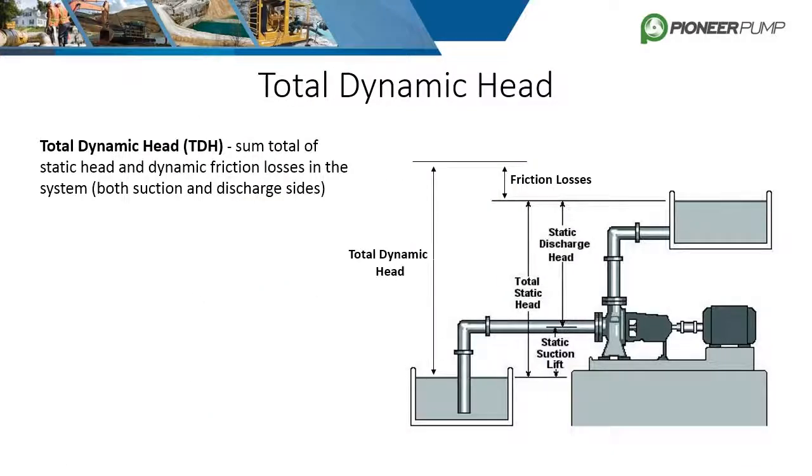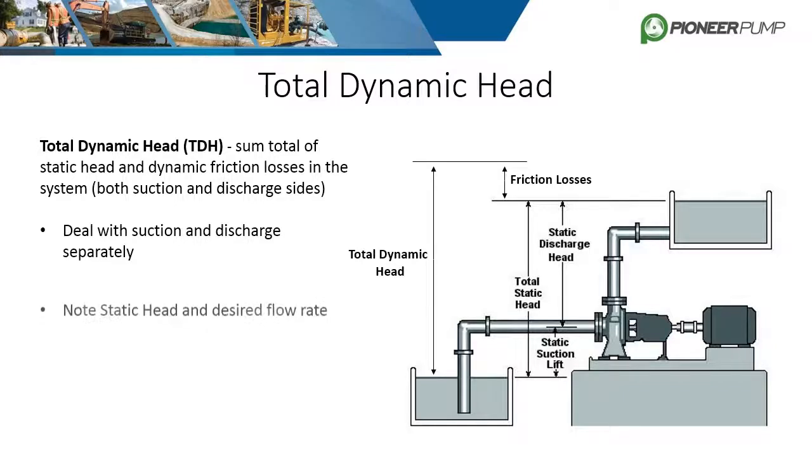Switching gears, total dynamic head is defined as the sum of static head and dynamic friction losses in the system on both the suction and discharge side. Summing both sides becomes easier if the suction and discharge sides are analyzed separately. Be sure to note the static head and desired flow rate for the application.